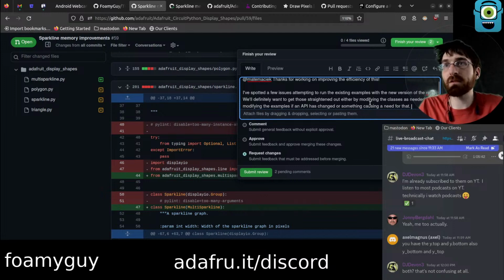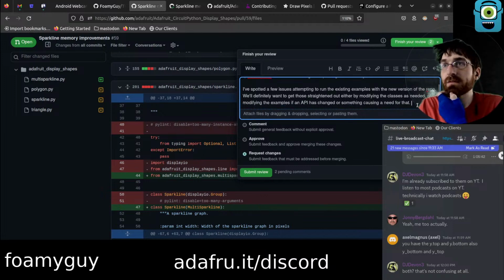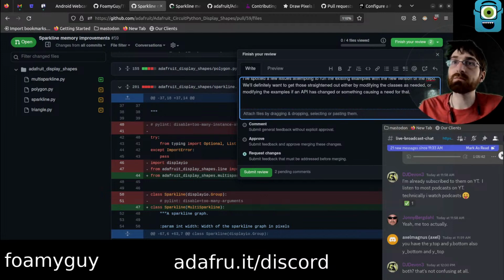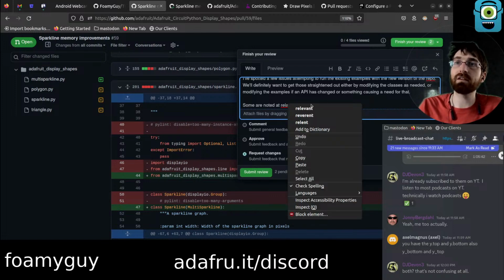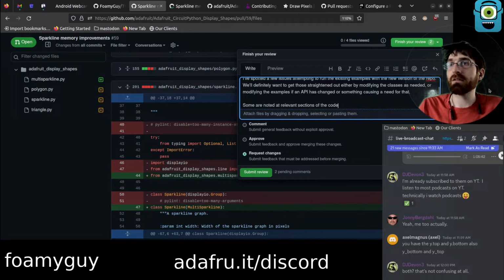A few issues attempting to run the examples. Relevant? I always spell this wrong. Noted at the relevant sections in the code.